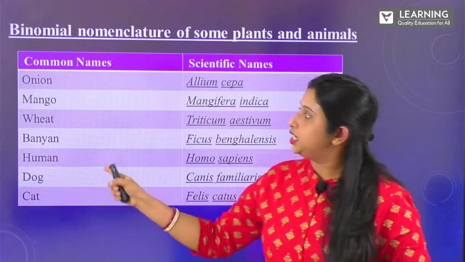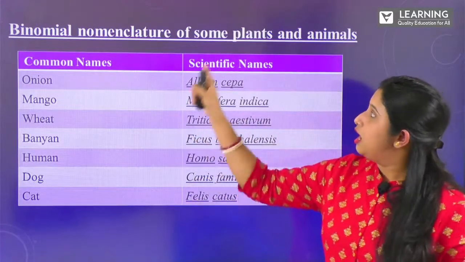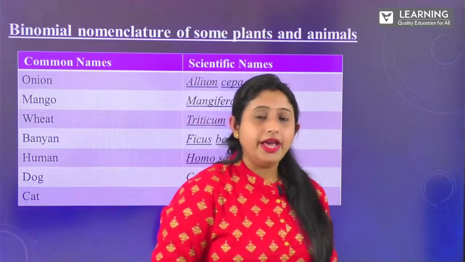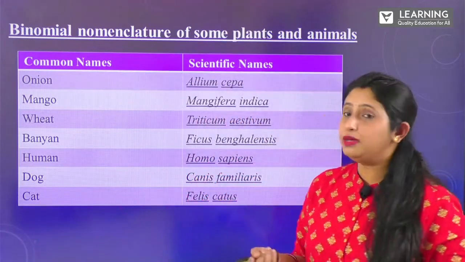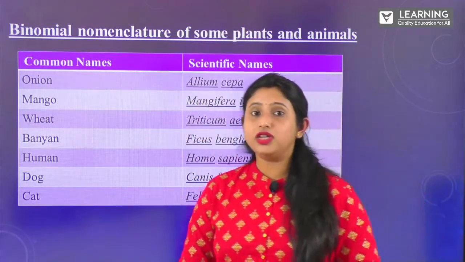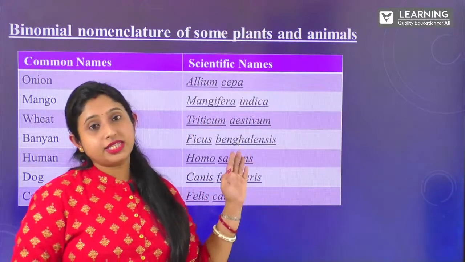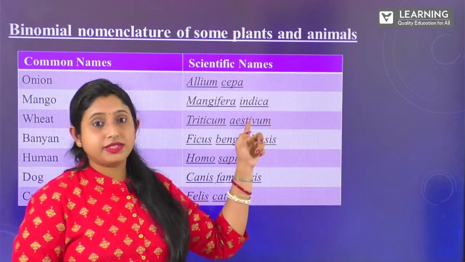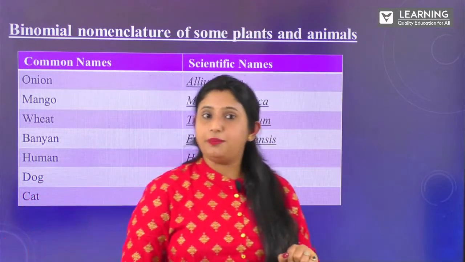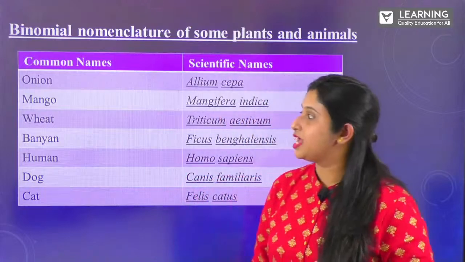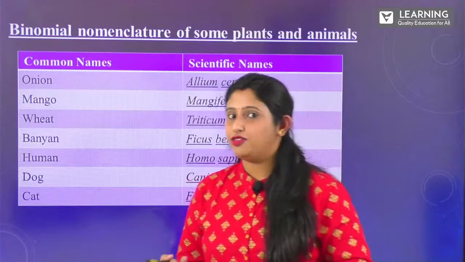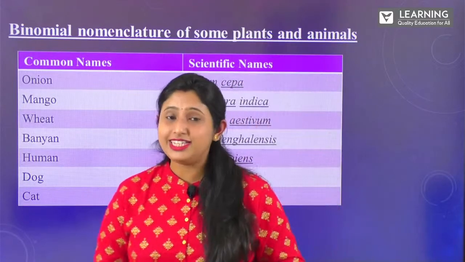Now see here the scientific names of some plants and animals. Onion: its scientific name is Allium sepa. How is it written? It should always be written in italics, and you can see the genus and the species are underlined, right? So Allium is underlined separately and sepa is underlined separately. Correct? Yes. Now next is mango. What is the scientific name of mango? I have said so many times, Mangifera indica.